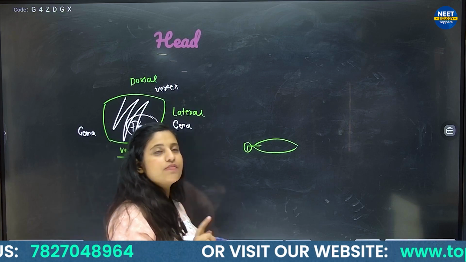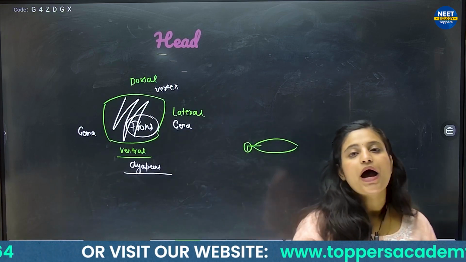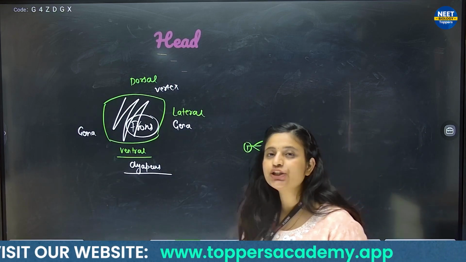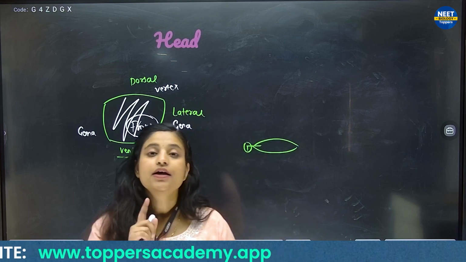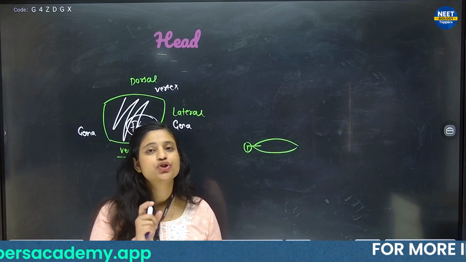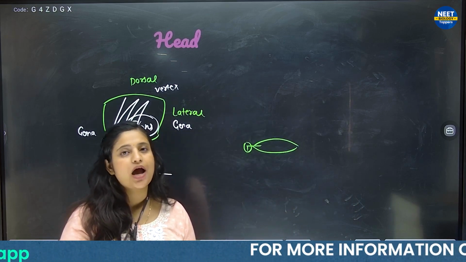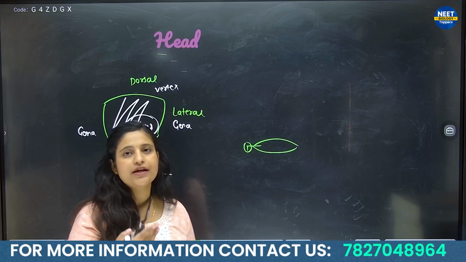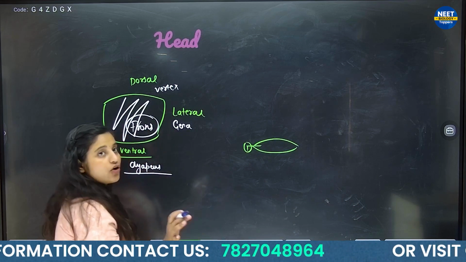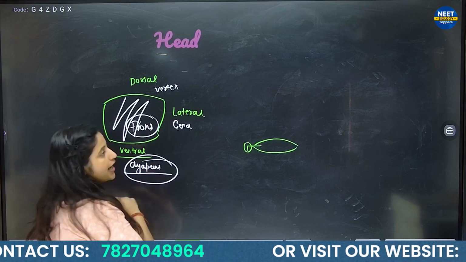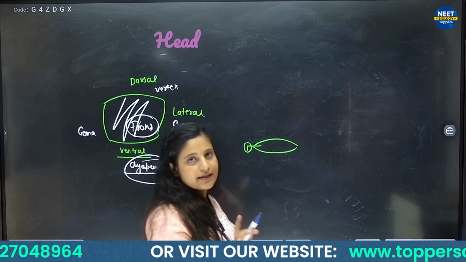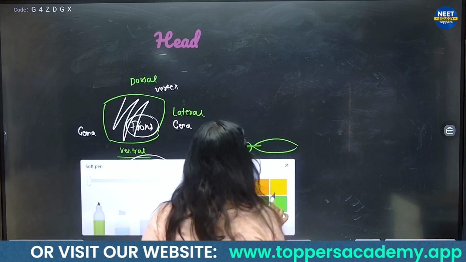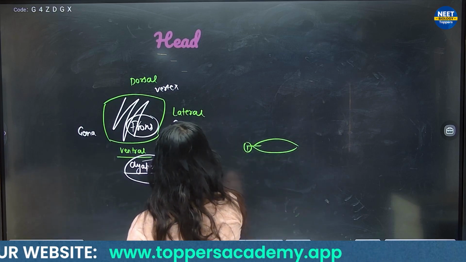Now where does the question come from? The mouth part of the cockroach is attached with which part of the head? This is a very, very important question. The examiner will ask you which part of the head the mouth part of the cockroach is attached to. So the mouth part of the cockroach is attached with the clypeus. Okay, very important. Mark this as important.